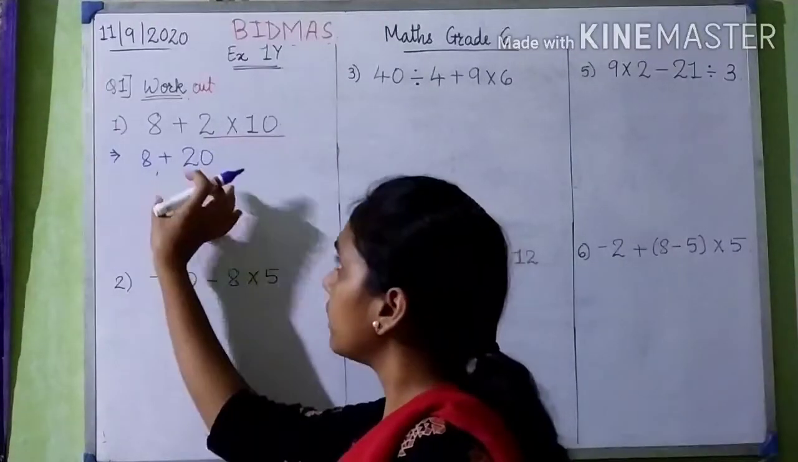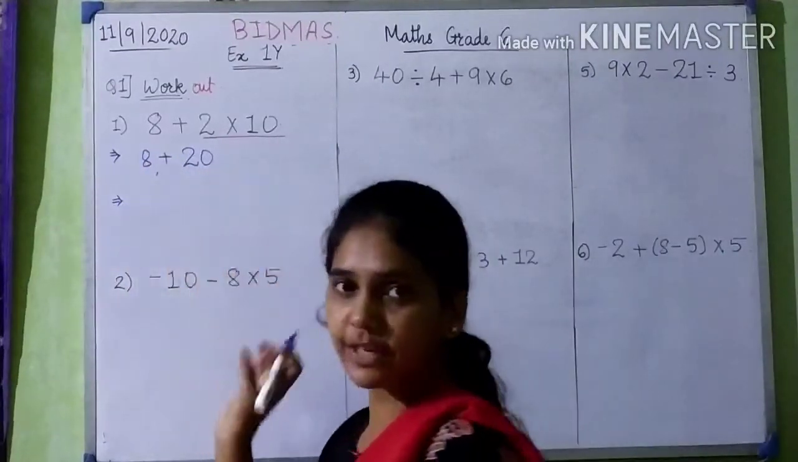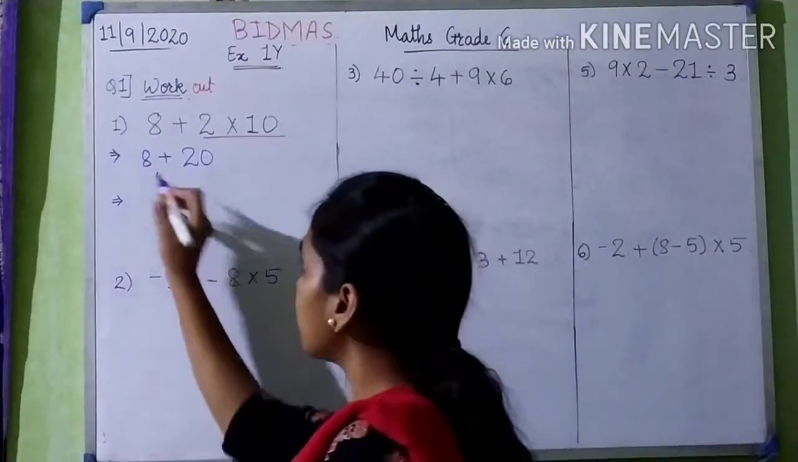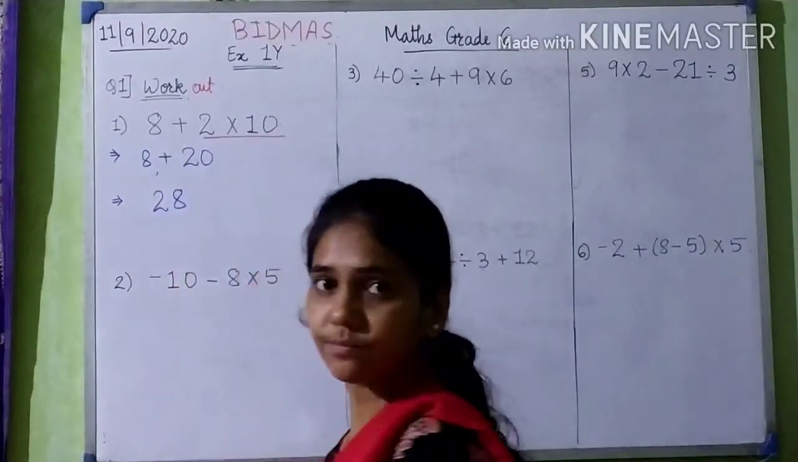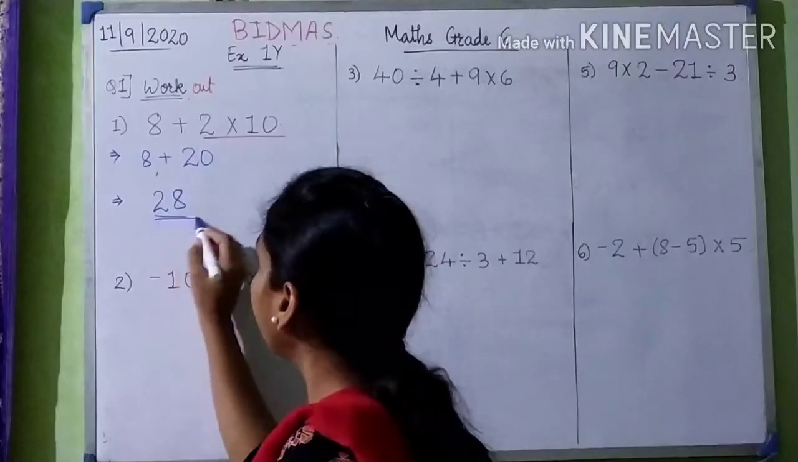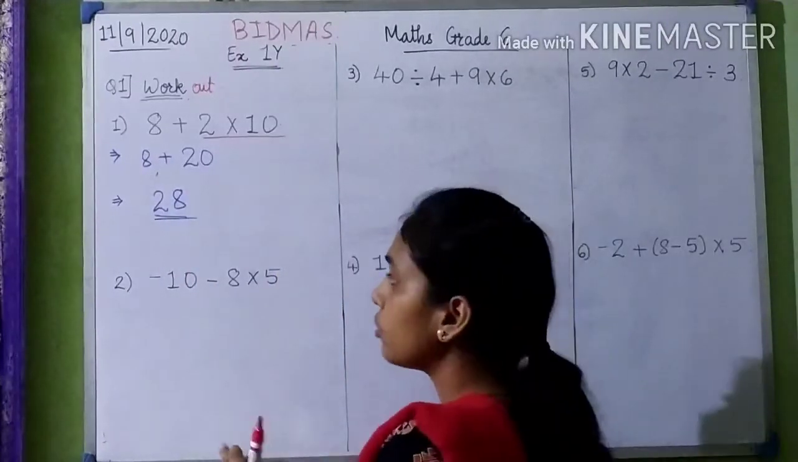Now this is simple, 8 plus 20. There is only one operation which is addition, right? So 8 plus 20 is 28. So this is our simplified answer. It's very simple. Now we go to the second one.